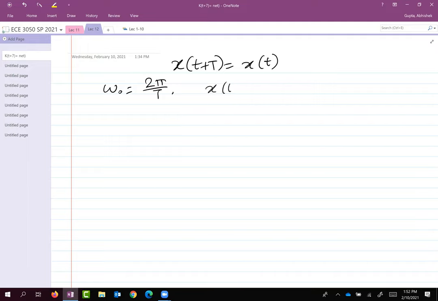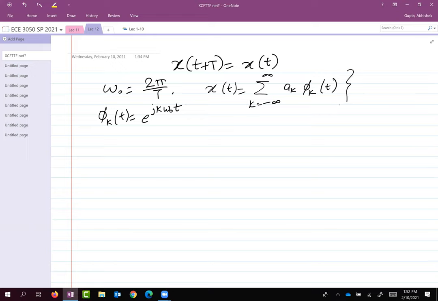And I can write my x of t as an infinite sum of a complex exponential signal e raised to jk omega naught t. Okay, so this is an infinite sum. It's important to note that. Now, of course, not every periodic signal will have an infinite number of components, but for instance, a square wave will have an infinite number of components in the signal itself.